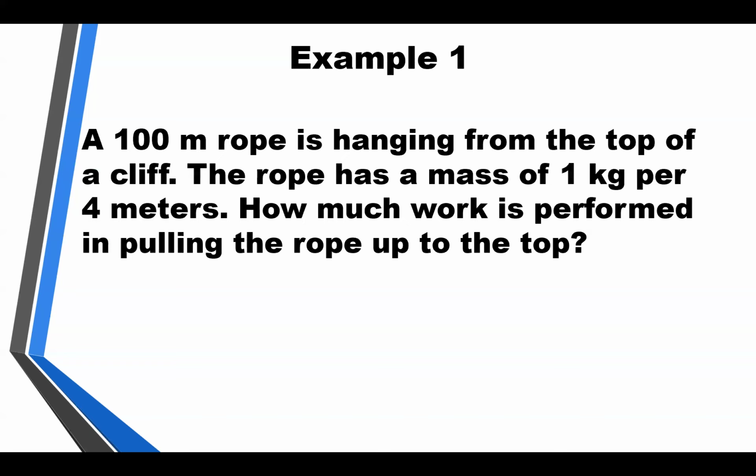So let's do an example. Let's imagine that there is a rope hanging off the top of a cliff. The rope is going to have a mass of 1 kilogram per every 4 meters. So 1 kilogram per every 4 meters. How much work is performed in pulling the rope up to the top of the cliff?